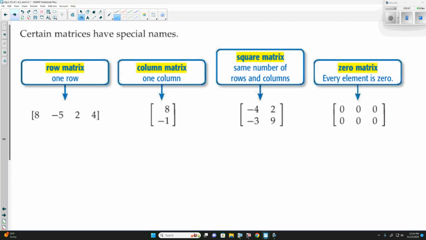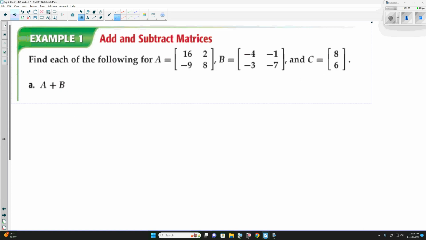Certain matrices have special names. If it's just a single row, we call it a row matrix. If it has exactly 1 column, it's a column matrix. And if the rows and columns are the same, we call it a square matrix. And we call it a zero matrix if every element in the matrix is 0.